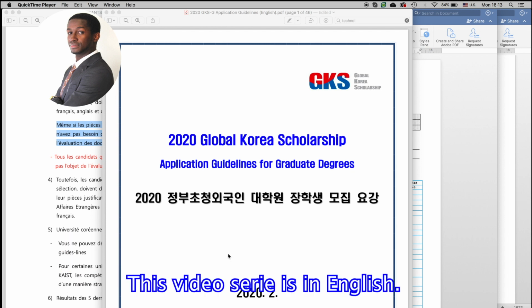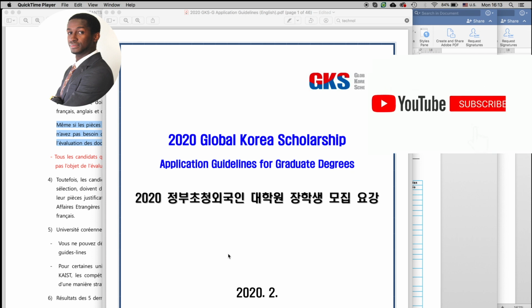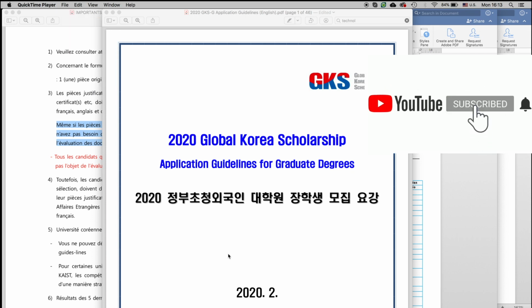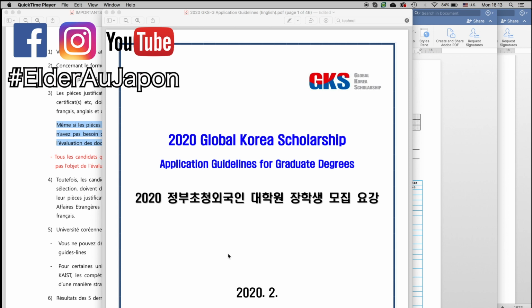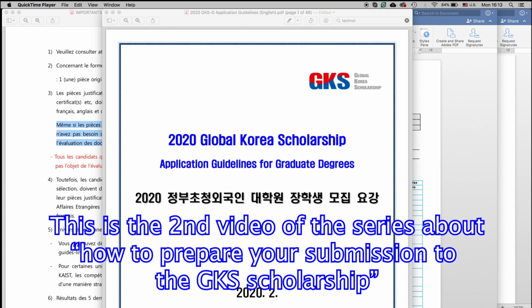So now we will jump on the application guidelines. It's about 46 pages, so I will try to go through very quickly in less than 10 minutes and give you the main information, what you need to know, what you need to have when applying for the Global Korean Scholarship, the GKS, okay? Global Korean Scholarship is a really famous scholarship here in Asia. I am in Japan, but many people also apply for this scholarship, and it's been there for a while.